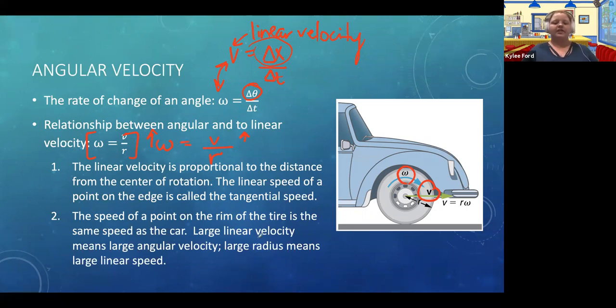I also have that a large radius means a large linear speed. So if I have a radius that is large, and I switch around this equation like it has here, if I increase my radius, that means my linear speed is going to increase as well. So this is just something I wanted to point out to you guys, and go on from there.